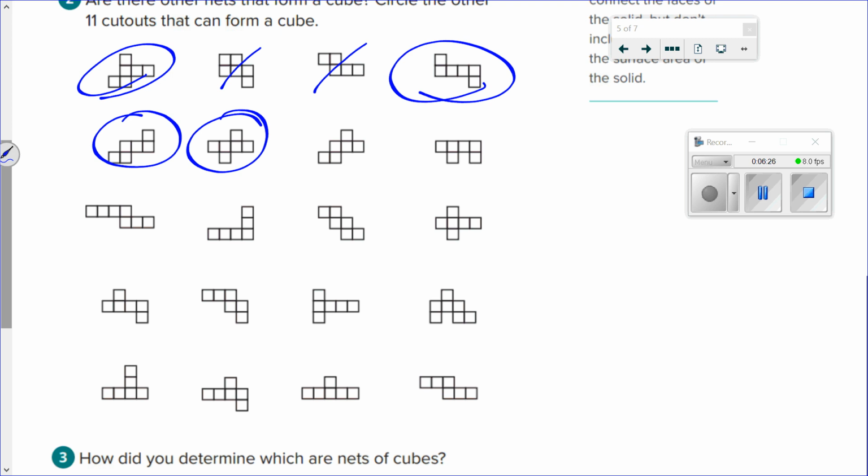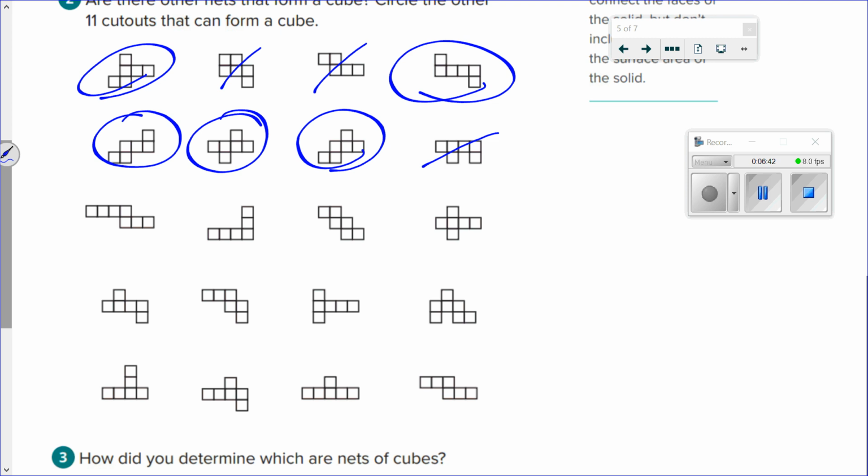Our third one. Does that one make a cube? Raise your hand, yes. Ooh, my side didn't do so well on that one. That one will also make a cube. What about the fourth one in that one? Will that one make a cube? Raise your hand. That one does not.